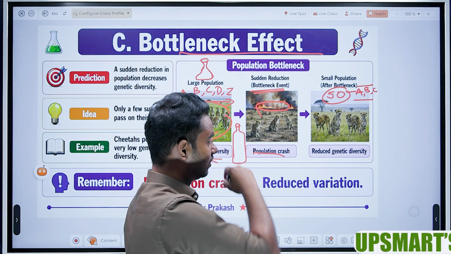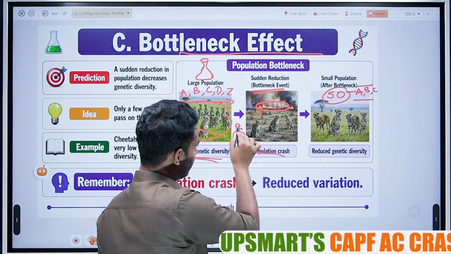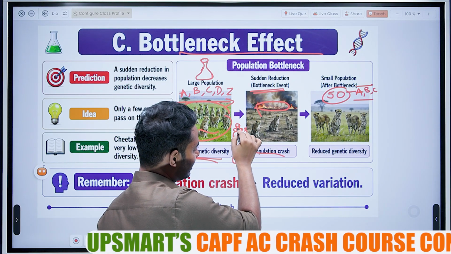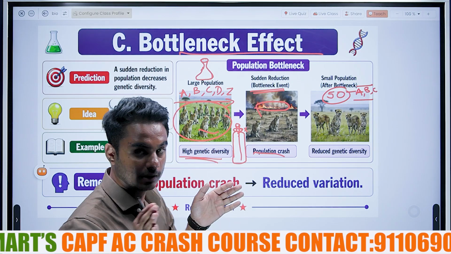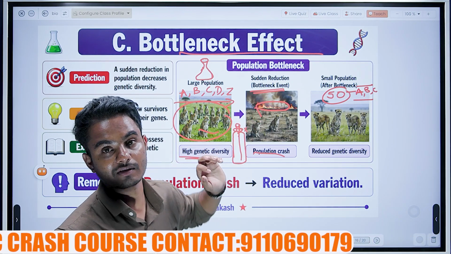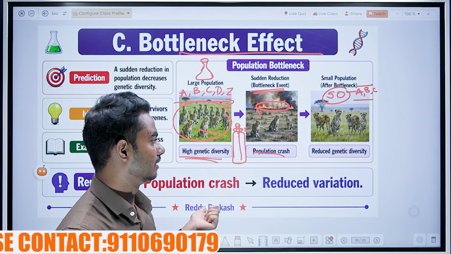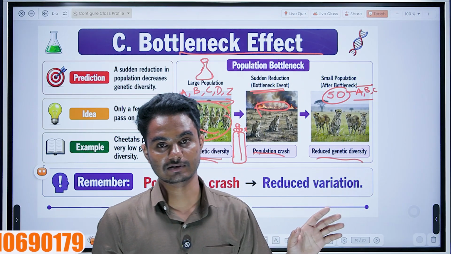Everything dead. Only ABC remained. That means all of them were traveling like this. They faced a hurdle in the bottleneck, the natural disaster. When it came to the neck, the path was not easy. It became the smaller path. That is why it is called as bottleneck event. Some disaster, some hurdle, some inhibition. So population crash, only ABC, reduced genetic diversity.